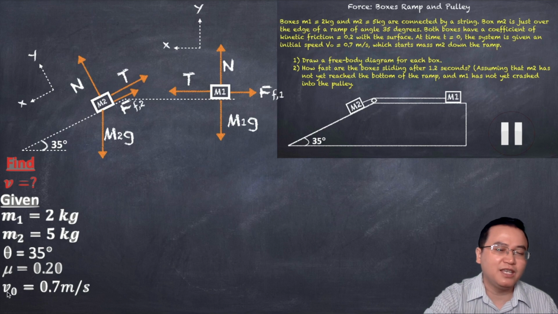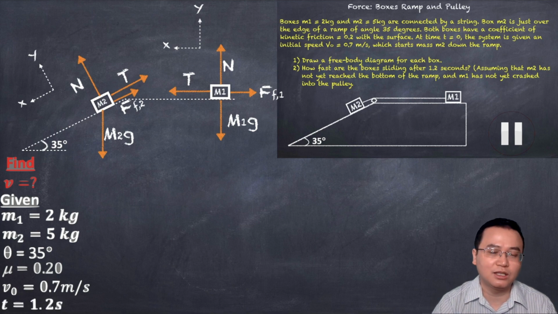V sub naught, or V sub I, stands for starting velocity, which is 0.07 meters per second, and it's giving you the time. So some of you are probably wondering, why do I need to write all this find and given stuff? Well, it's easy for you to refer to when you're actually solving the problem, right? You don't want to go back to the whole paragraph and read and try to find it.